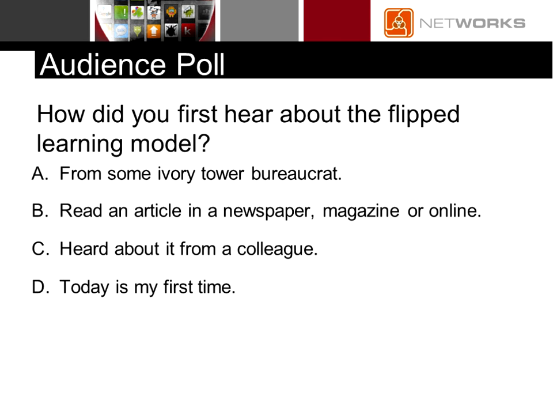Oh, okay. So I'm interested in select. Go ahead. How did you first hear about the flipped learning model? So the word flipped.